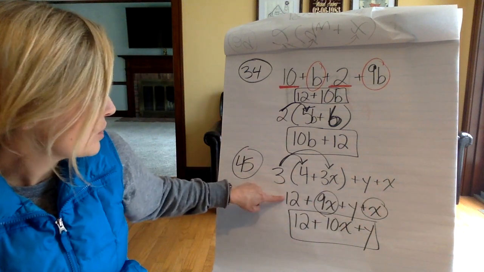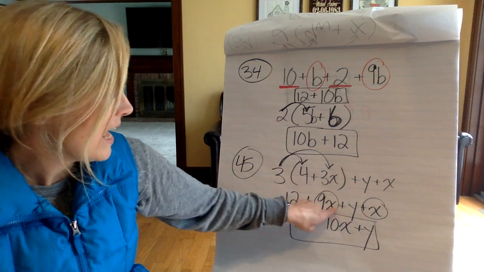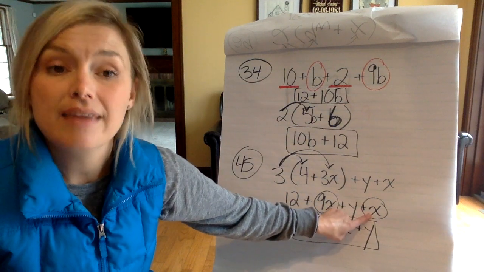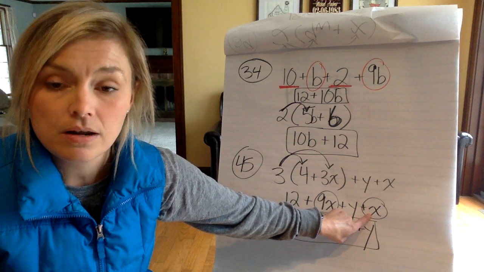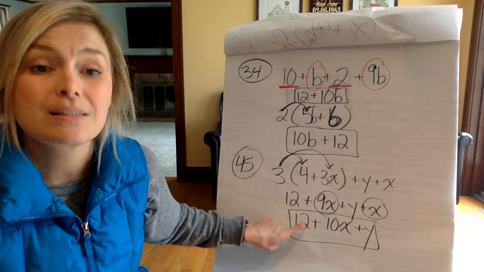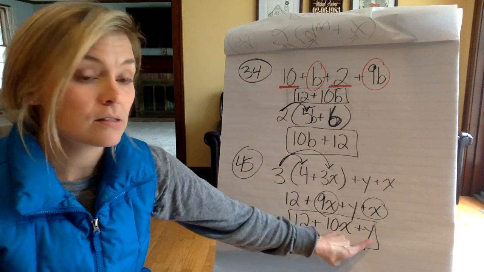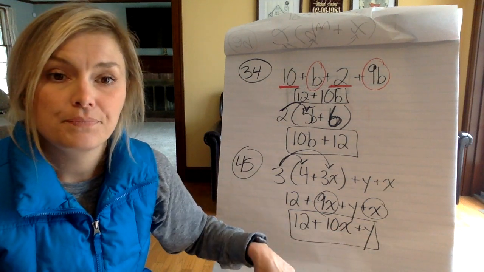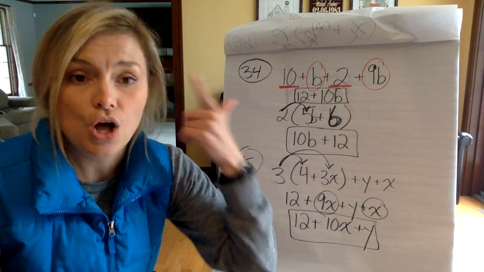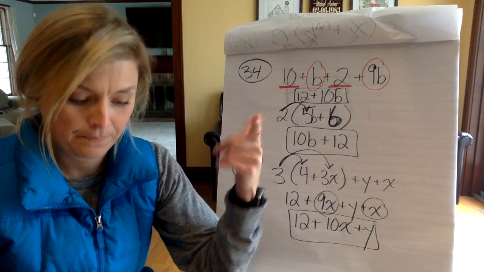So this right here, 12 plus 9x plus y plus x, that's an equivalent expression. That would work. But you could also go a step further and simplify it all the way to get 12 plus 10x plus y. So that's the simplified, which is also an equivalent expression.